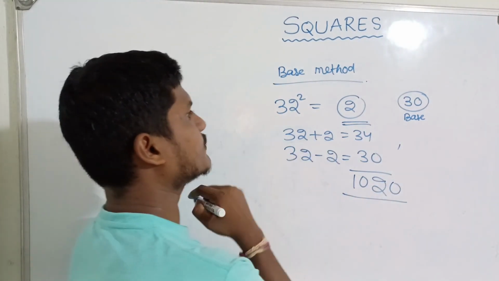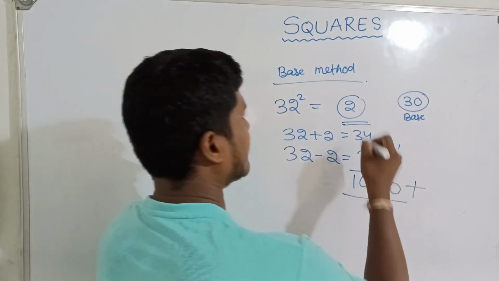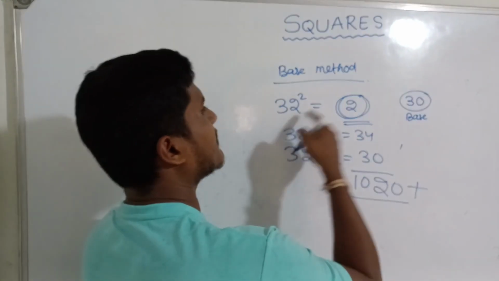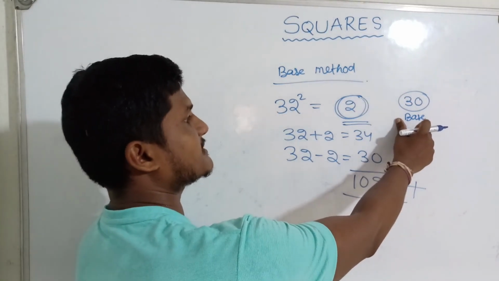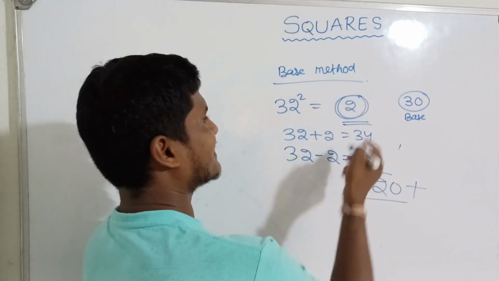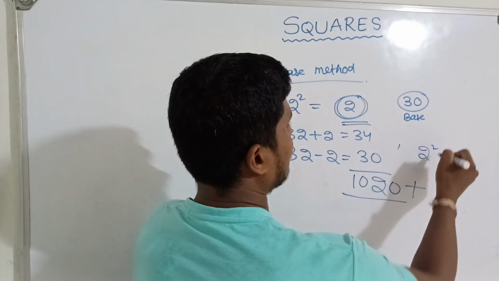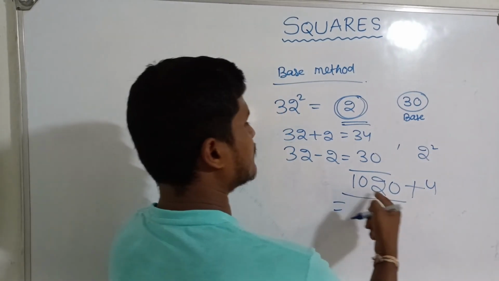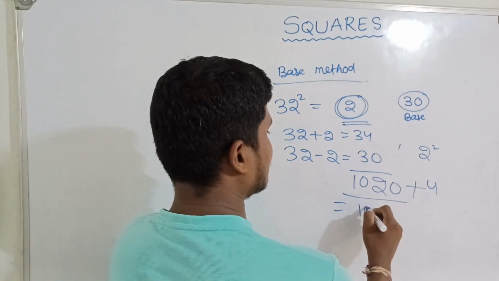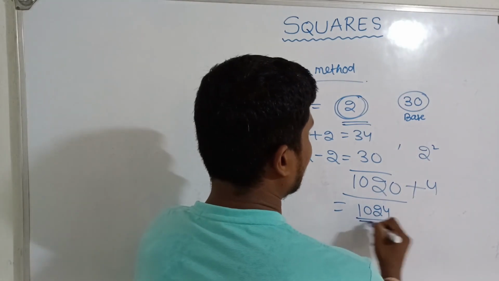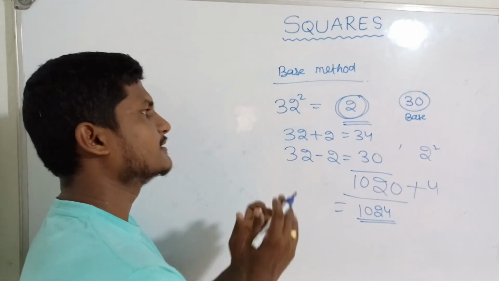1020 plus what? The difference between this number and my assumed base 30 is 2. What is the 2 square? That is 4. And 1020 plus 4 is 1024. You can do this method mentally.